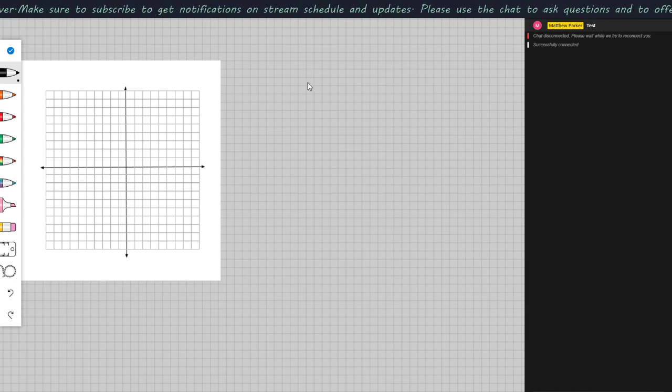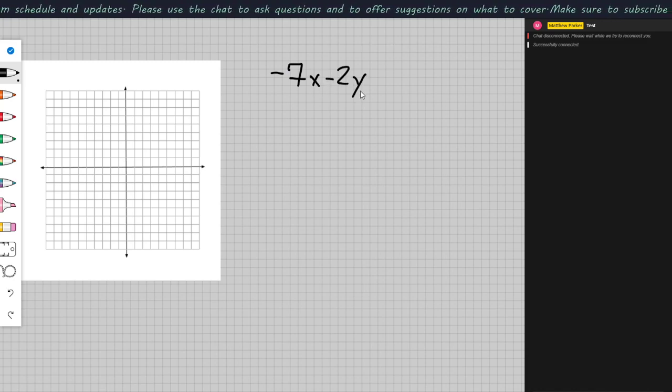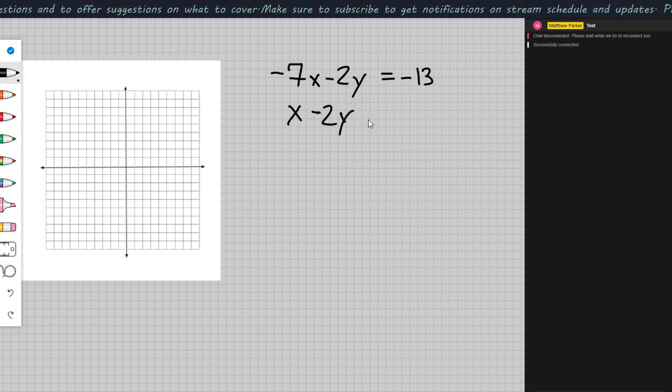So I'd like you to at least solve it in two of the three methods. So the system of equations is going to be... Nope, it is not y. It's -7x minus 2y is -13, and x plus 2y equals 11. So that's the system that I'd like you to solve.